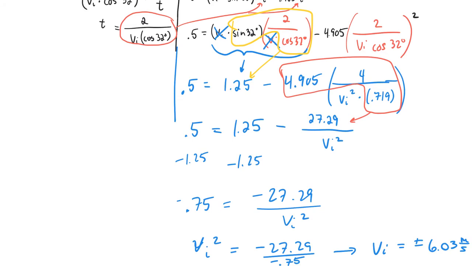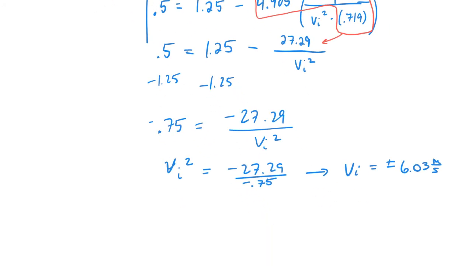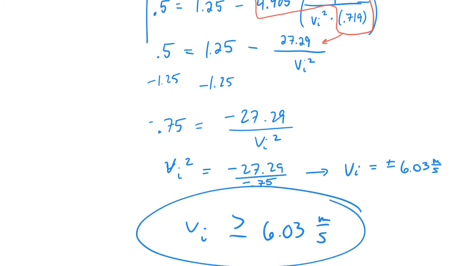We were finding the minimum velocity necessary to make the jump. So 7 works, 8 works, 9 works, but again, for writing it technically here, our answer should say that VI is greater than or equal to 6.03 meters per second. That's our final answer, really. And again, the goal was to find the minimum velocity necessary to make the jump.